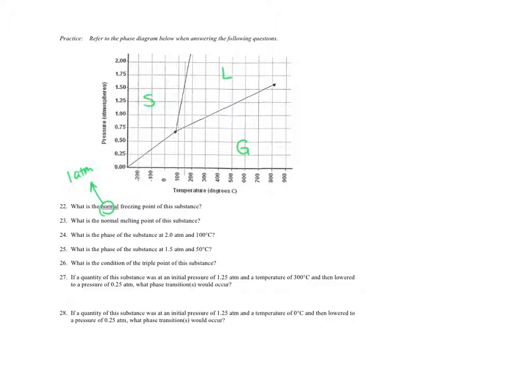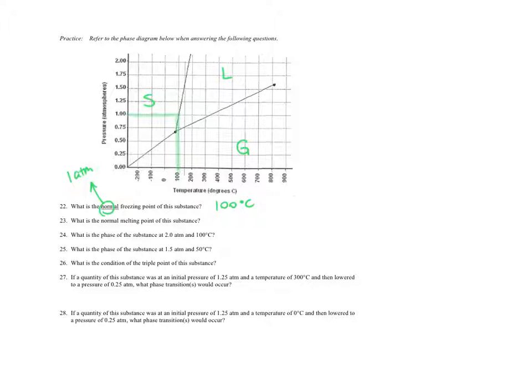So to get the normal freezing point, you're going to go to where you see 1 atm, because remember that's normal. I'm going to follow that line until I hit my transition point, the transition line from liquid to solid. And I'm going to trace that down, and I'm going to see that the temperature that this happens is 100 degrees Celsius. So that is the freezing point on this line.